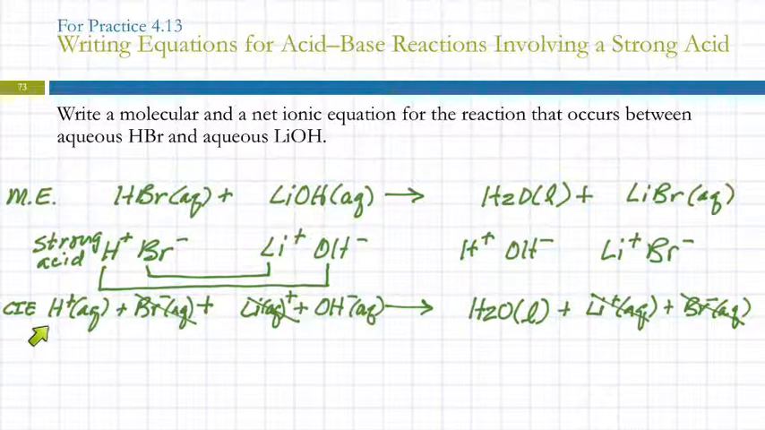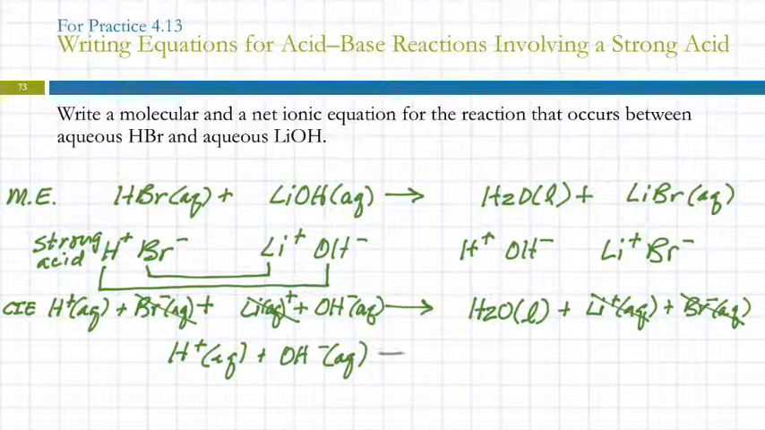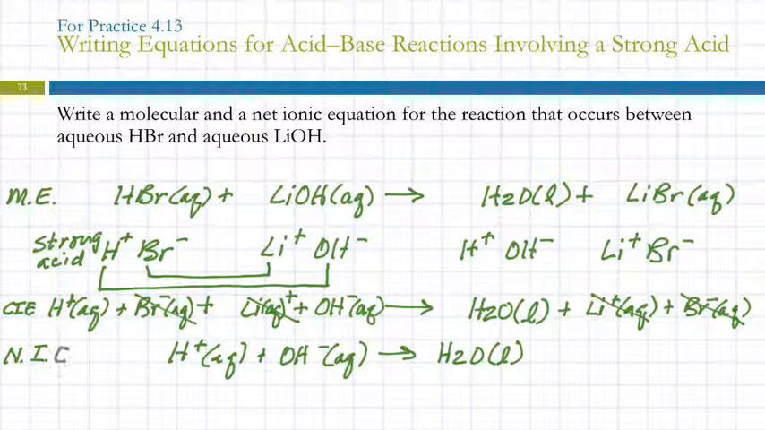What I've got left are H plus and OH minus on the left and H2O on the right. Those aren't going to cancel each other out. I'm not going to cross them off. So for the net ionic equation, I'm just going to rewrite this without the mess of the crossed out spectator ions. And we sometimes call that NIE for net ionic equation. That's the net ionic equation.